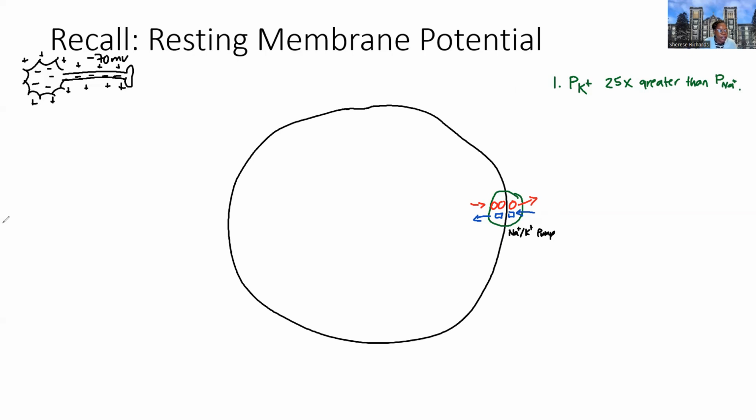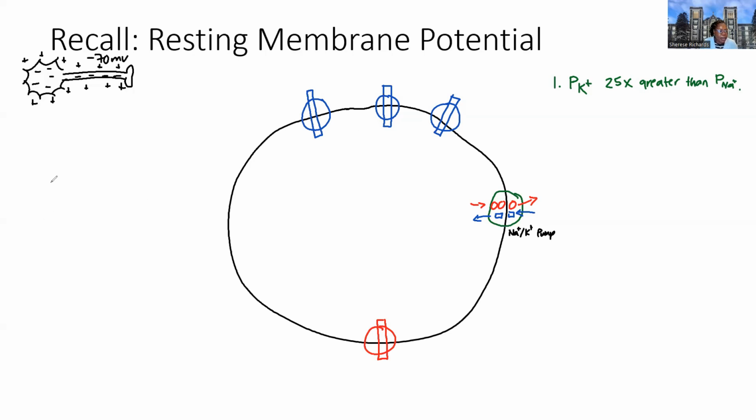Let's now identify our channels. So if we said that the permeability for potassium is 25 times greater, this means that there are more potassium channels. So let's represent that here with 3 potassium channels. And remember, these are simply passageways, so these are not active. These are still employing passive transport according to the concentration gradient. And in comparison to that, we have fewer sodium channels. Okay, so more permeability for potassium than for sodium.